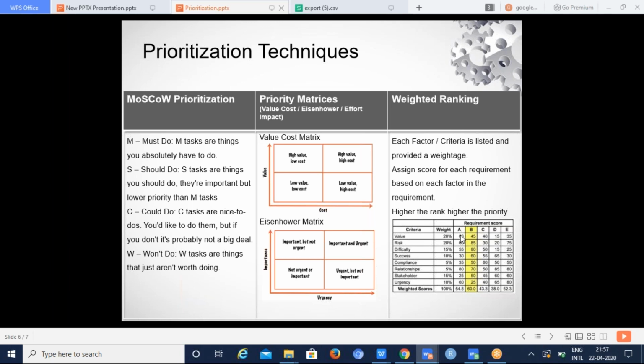And finally, what we do is we multiply the score of each requirement with the weightage of each factor. And then finally, we come up with the score. Whichever score is high, we assign the highest rank to that. So we prioritize the task which has the highest rank. And in this way, we ensure that we take the task which has the highest priority and the highest value.